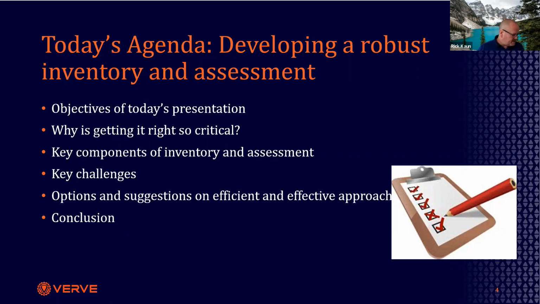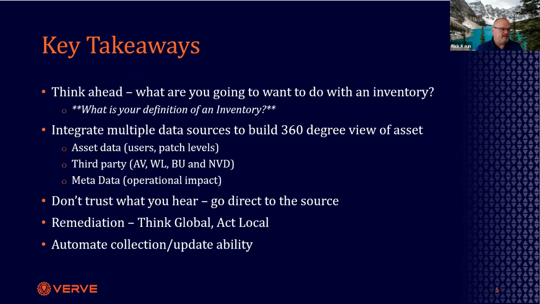There are, of course, key challenges to what we're trying to do here. There are OT and legacy and existing investment and topology challenges and whatnot. And there are options and suggestions. Obviously, I have my own personal opinion. It's maybe a little bit biased, but I think I can bear that out with evidence. So key takeaways. I want you to think ahead. What are you going to do? What are you going to want to do with an inventory?